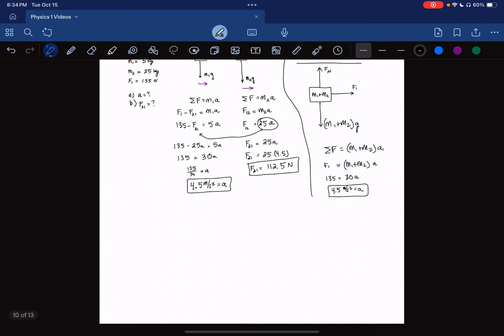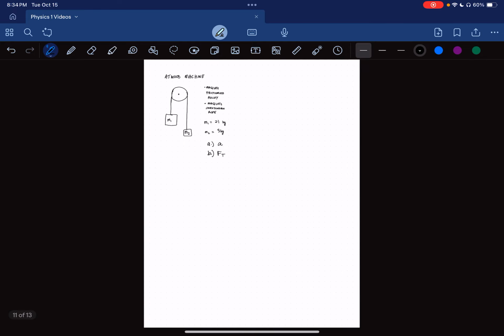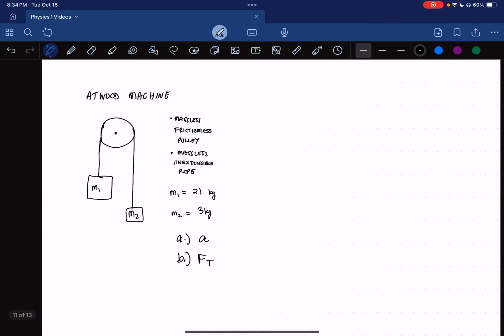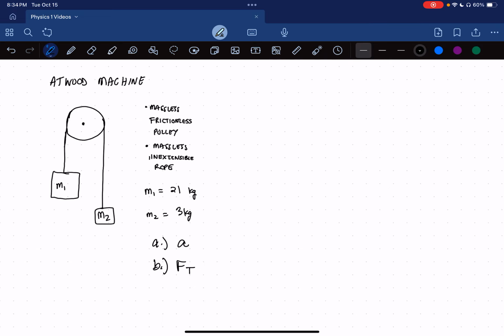Okay, is there anything else? I think we'll just continue on the next one. The next problem involves an Atwood machine. This is basically a pulley, which is a wheel, and it has a rope on that wheel and it can turn left and right, clockwise or counterclockwise, in other words. The pulley is fixed at the center, so it won't move.